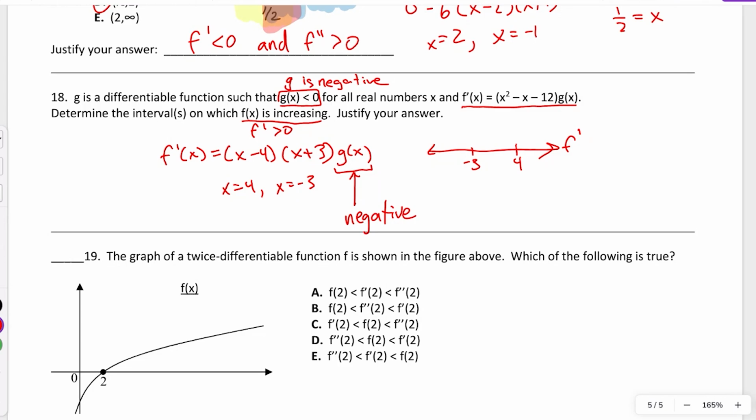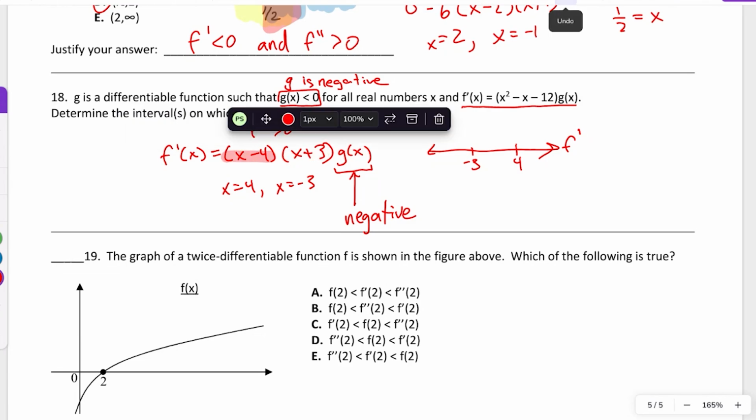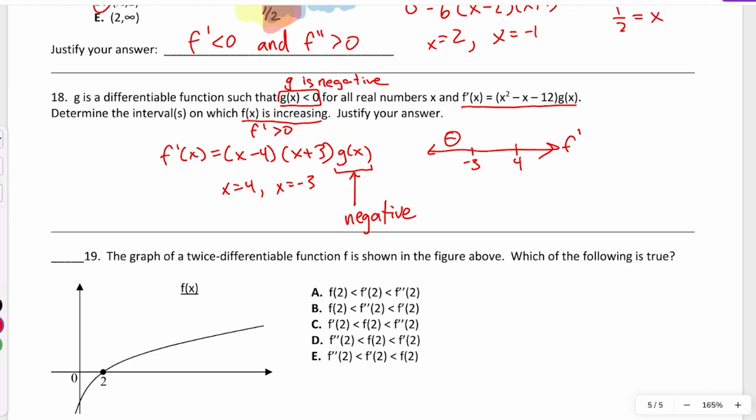So if I plug in a number like negative 7, for instance, I'm going to have a negative times another negative times a negative. So 3 negatives being multiplied will result in a negative value. If I plug in 0, I have a negative times a positive times another negative, which is positive. And if I plug in something like 10, I get a positive times a negative, which is negative. So here's my sign chart for f prime. And the question's asking, where is f increasing? And it's increasing between negative 3 and 4. As far as my justification is concerned, I'm going to say because f prime is positive.